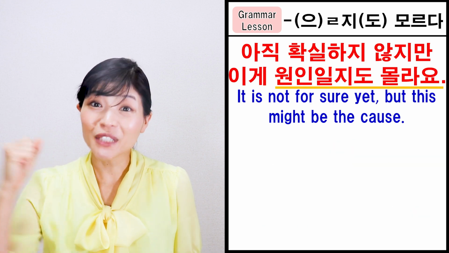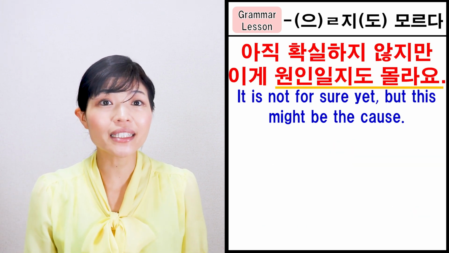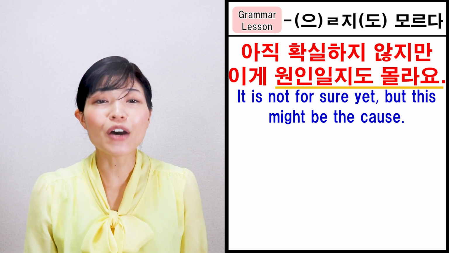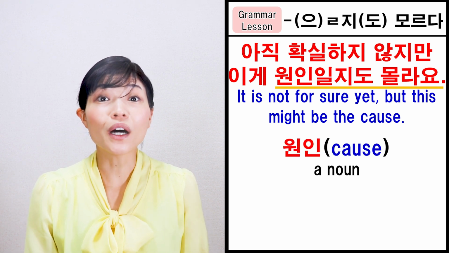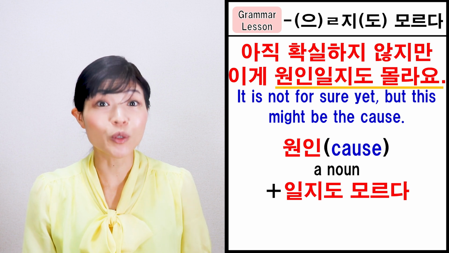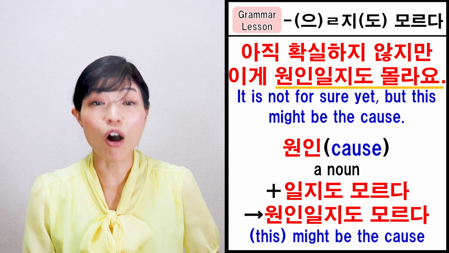Okay? Let's read the next sample sentence. 아직 확실하지 않지만 이게 원인일지도 몰라요. It is not for sure yet, but this might be the cause. Here, since 원인, a cause, is a noun, you add 일지도 모르다 to make 원인일지도 모르다. This might be the cause.